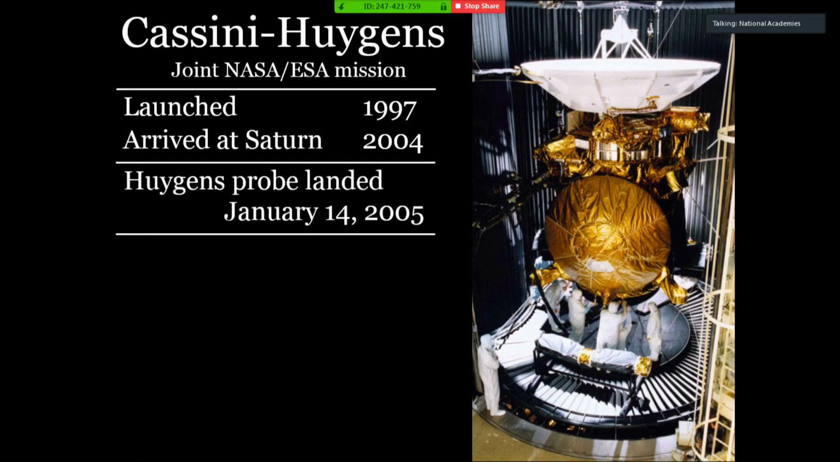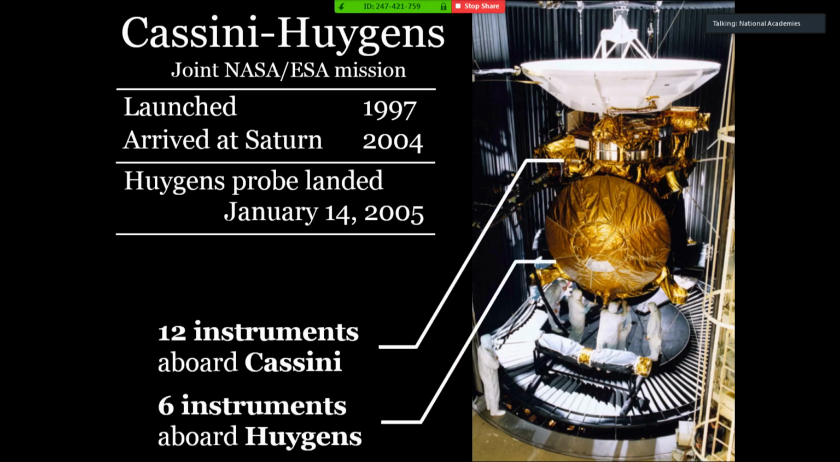Cassini was in orbit around Saturn from 2004 until 2017. The Huygens probe descended through Titan's atmosphere on January 14th, 2005. The Huygens probe was carrying a mass spectrometer, which is one of the reasons why we now know how much nitrogen there is in Titan's atmosphere, because we had to send a probe there to directly measure the amount of argon and nitrogen in the atmosphere to finally answer that question. Cassini carried 12 instruments. The Huygens probe carried 6.